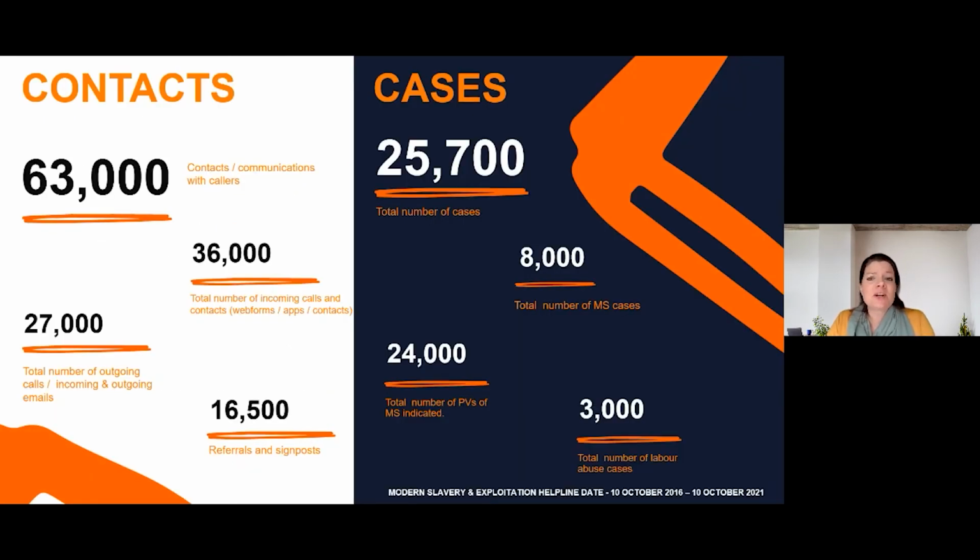So the helpline's been in operation about 5 years. So just a quick snapshot of the scale of what we're talking about. As you can see, we've had over 60,000 contacts. That's indicated over 25,000 cases of modern slavery or exploitation, and that has indicated 8,000 cases of modern slavery, and that's indicated 24,000 victims. So it's a significant amount that's coming through the helpline already, and of course we're continuing to operate even right now.